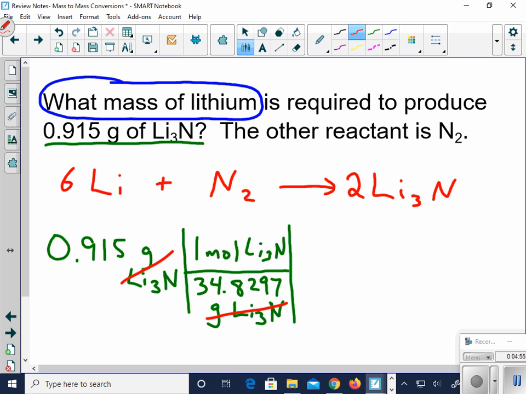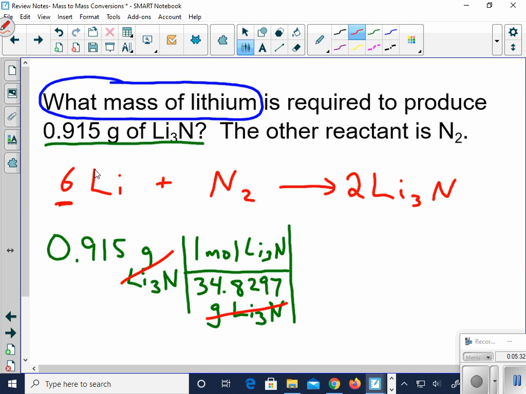Now, one of the most common things, folks, that I see right here: instead of saying 1 mole of lithium nitride, people come over and say, in my balanced equation, I have a 6 there, so they put 6 moles of lithium. Would that be a true statement, that 6 moles of lithium equals 34.8297? No, because that is 1 mole. Don't make that mistake. I see that quite often.